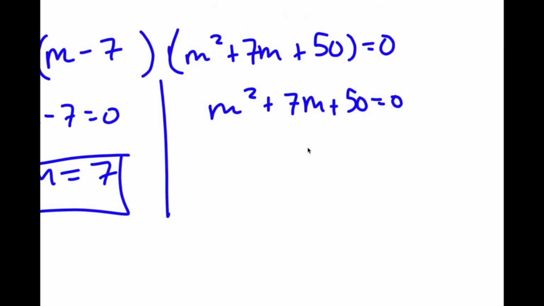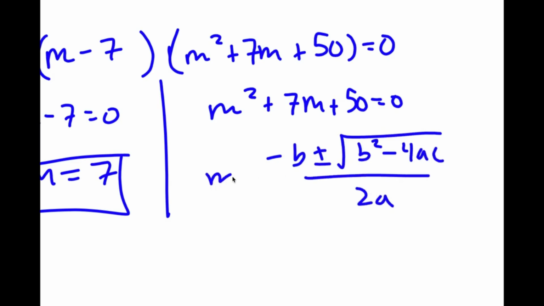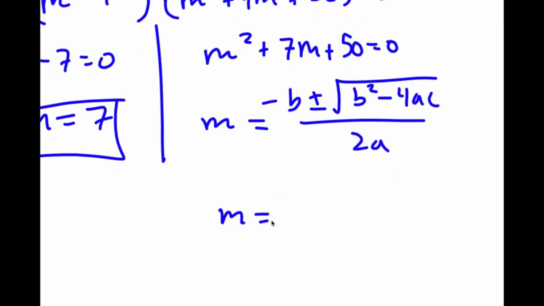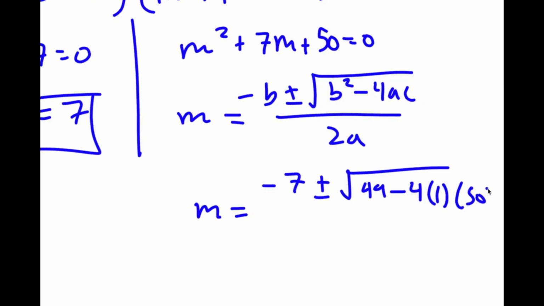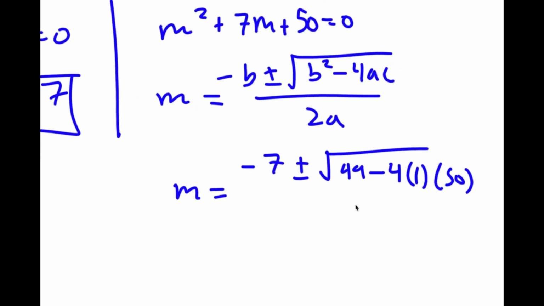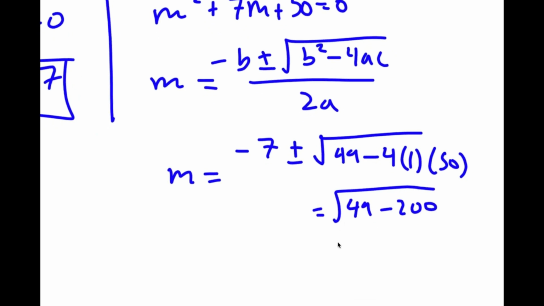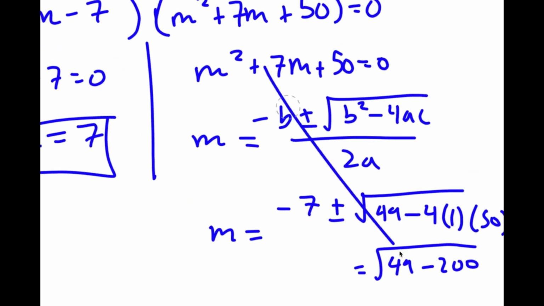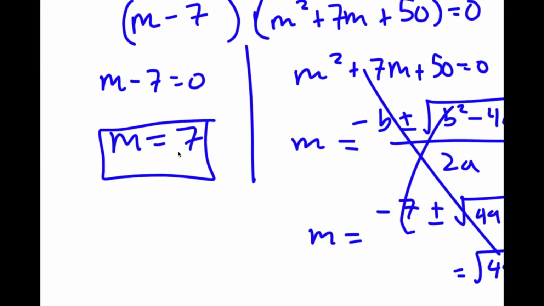And for m squared plus 7m plus 50, you have to use the quadratic formula, which is negative b plus or minus the square root of b squared minus 4ac all over 2a. So this is the same thing as negative 7 plus or minus the square root of 7 squared, which is 49, minus 4 times a, which is 1, times c, which is 50. And if you notice, this is the same thing as the square root of 49 minus 200, which is going to be a negative number, meaning this won't work, and my only solution is m equals 7.